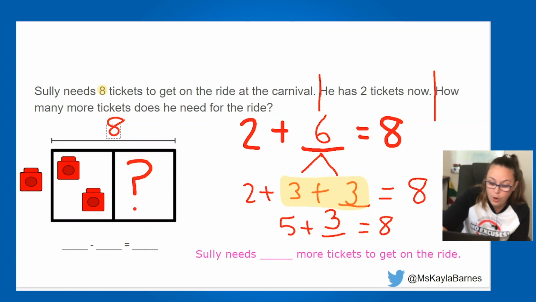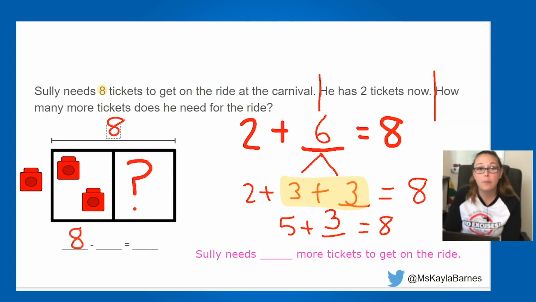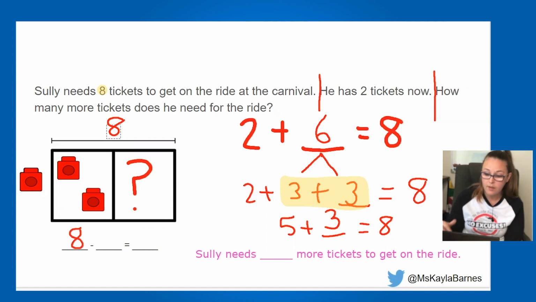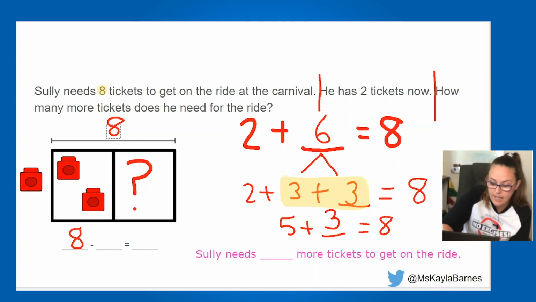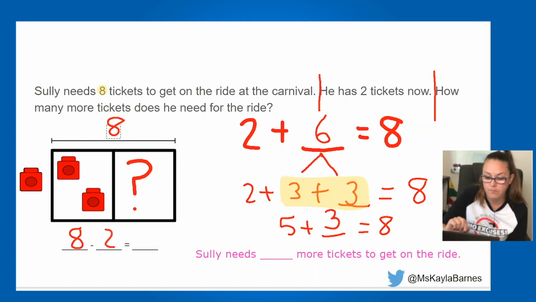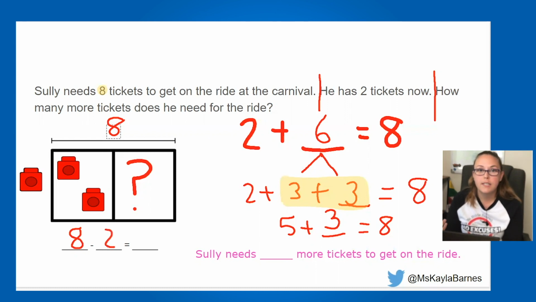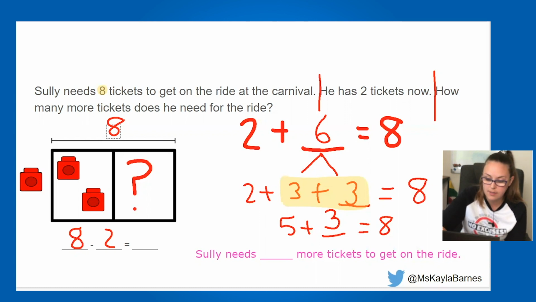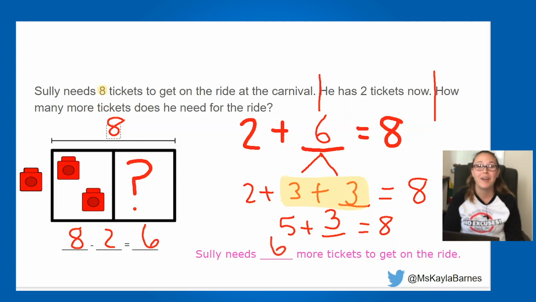What comes first? I already gave you this answer, so hopefully you were listening. Tell me what comes first in the subtraction sentence. That's correct, the total. So we're going to put 8 here because that's how many tickets Sully needs in order to get into the ride at the carnival. Then we need to subtract the part that we know he has. So going back to the problem, how many tickets does Sully have? That's right, Sully has 2 tickets. So we've already solved this subtraction sentence by creating our addition on the right side of your screen. So we know that 8 minus 2 equals 6. And that Sully needs 6 more tickets to get on the ride.